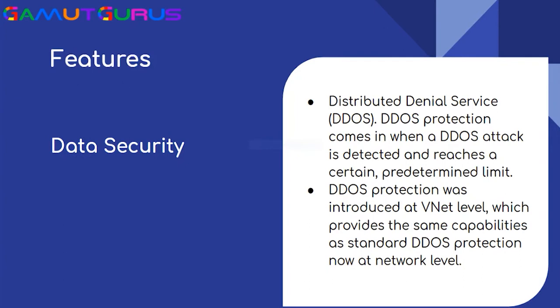Now, if we talk about the second topmost priority of any cloud service provider, that is data security, and Microsoft is more focused towards it. DDoS, that is abbreviated as Distributed Denial of Service. DDoS protection comes in when a DDoS attack is detected and reaches a certain predetermined limit. DDoS protection was introduced at virtual network level, which provides the same capabilities as standard DDoS protection, not at network level.